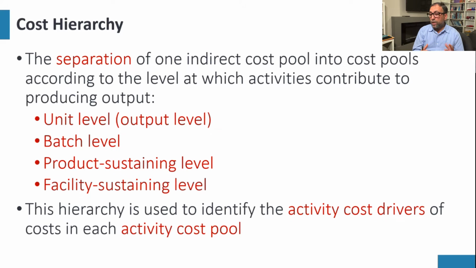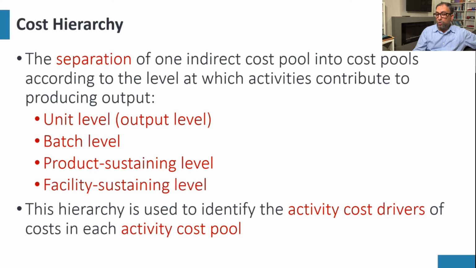So we have to divide the activities based on these four hierarchies, whether it is very specific to the product level or an output level, the batch level, the product sustaining level, or the facility sustaining level. So these are the four ways through which we divide the activities. And based on that, we distribute the indirect cost.